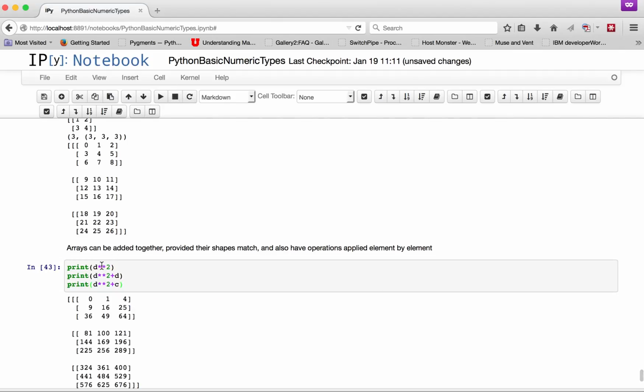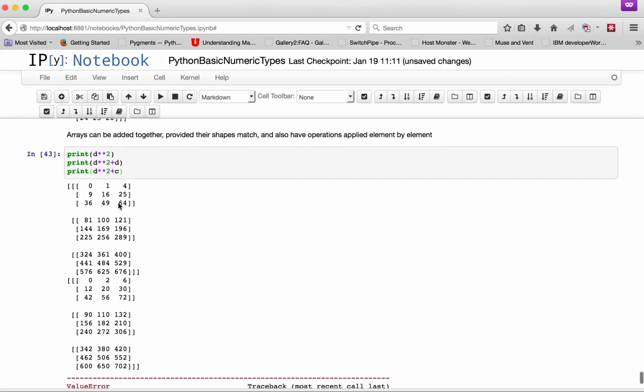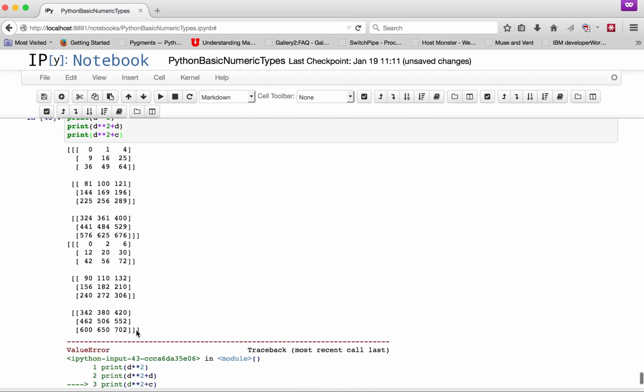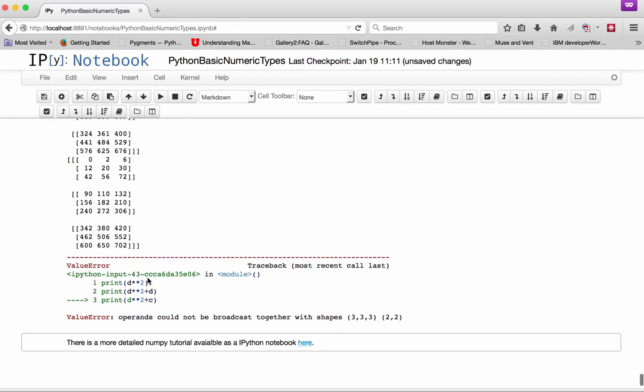Okay, squaring each element, that all works fine. We can square the elements and add them together. Again, this is our resulting array down here, a 3-dimensional array. Everything's happy. But when we try to add the arrays D squared and C, we get an error because D has a shape of 3 by 3 by 3, and C has the shape 2 by 2, and so they cannot be added together because they do not have the same shape.